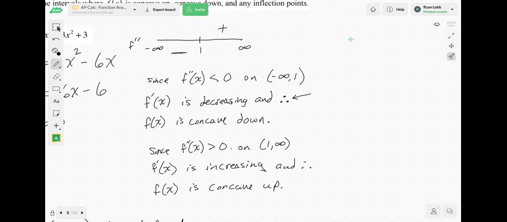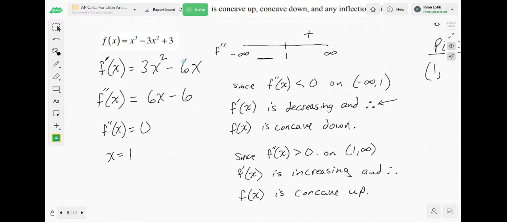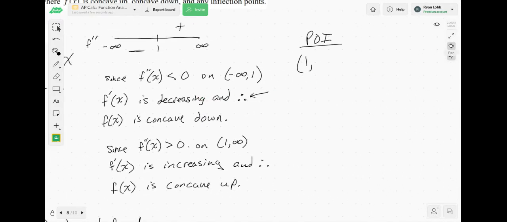All right. Right, of what? 1 comma. Now, where does this go? It's a point of inflection on function f. So that means you have to plug 1 into function f, not into f prime or f double prime. Plugging in here, you get 1 minus 3, negative 2 plus 3, 1. All right. So 1, 1 is a point of inflection.